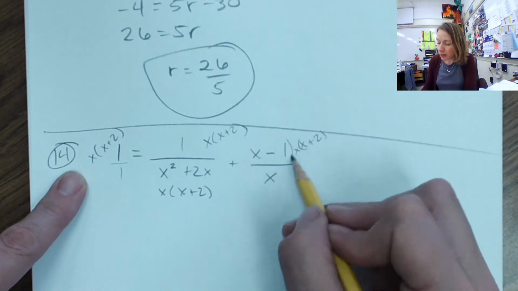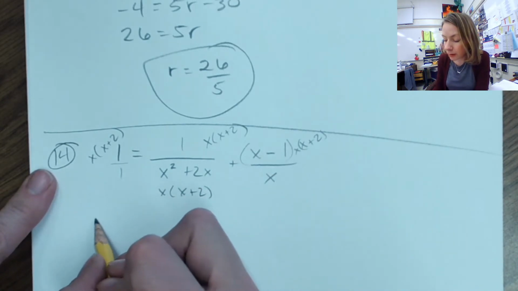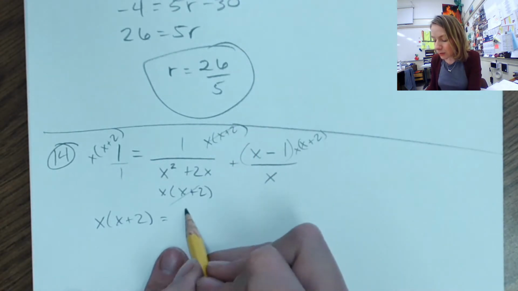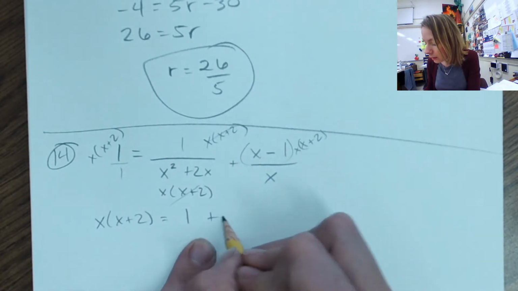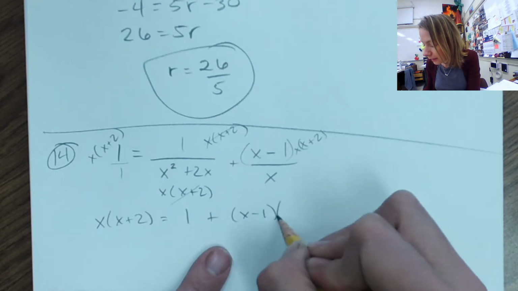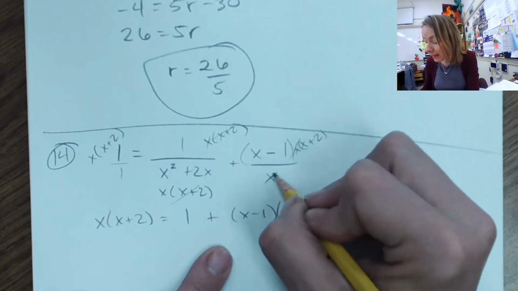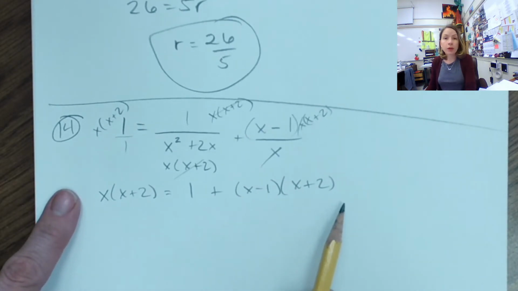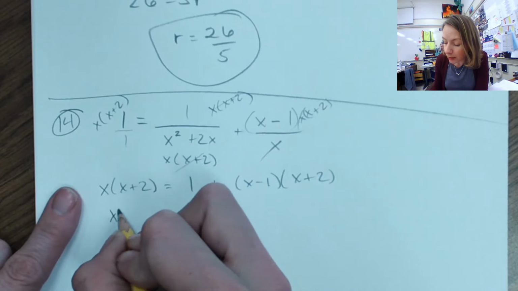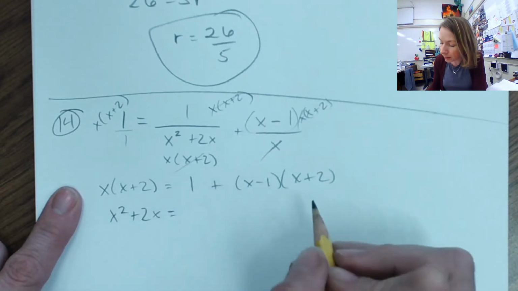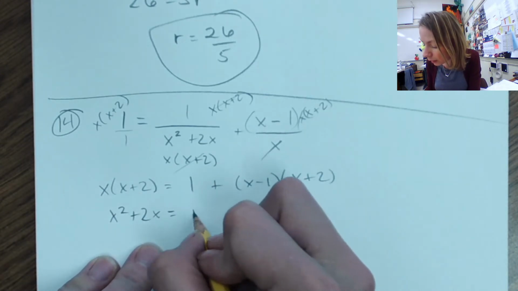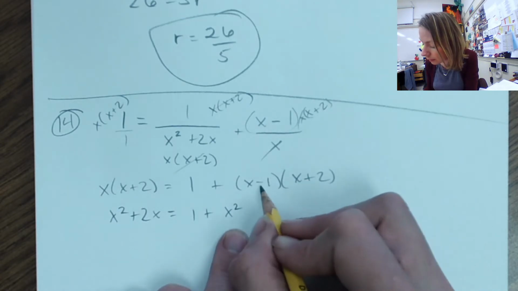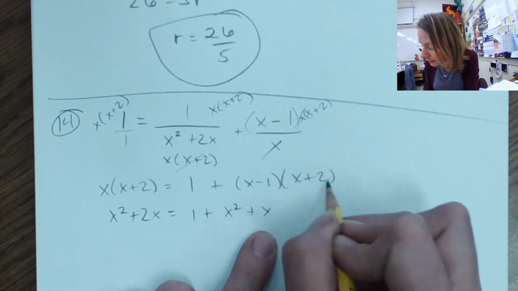Okay, so here I'm going to be left with an x times x plus 2. Here everything's going to cancel, so I've just got a 1. And then here, I'm going to have an x minus 1 times an x plus 2, because my x cancels, right? And this is where we have to remember, you've got to multiply everything out before you can combine like terms. So I've got an x squared plus 2x is equal to, over here, I've got 1 plus x squared. This is going to be plus x minus 2.